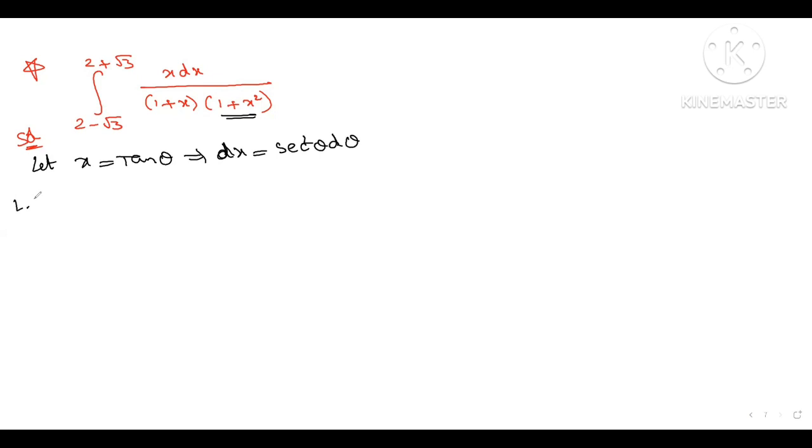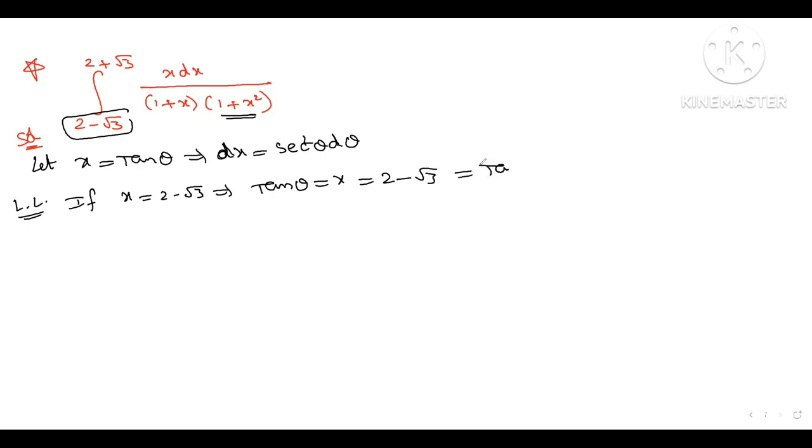Now change the lower limit as well as the upper limit. If x is equal to 2 minus root 3, then find out the theta value. Tan theta is equal to x, 2 minus root 3. So 2 minus root 3 is tan of which degrees? Tan 15 degrees. So theta we get 15 degrees. If x value is 2 minus root 3, theta value is 15 degrees.